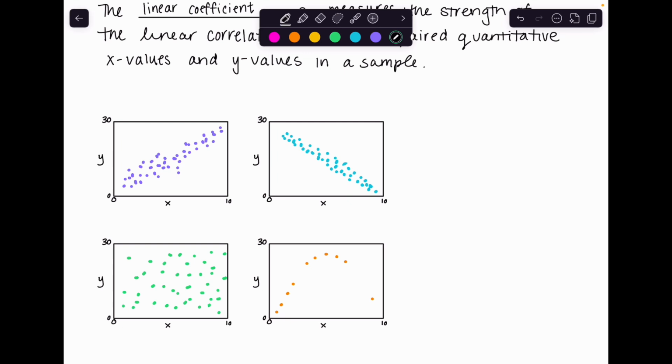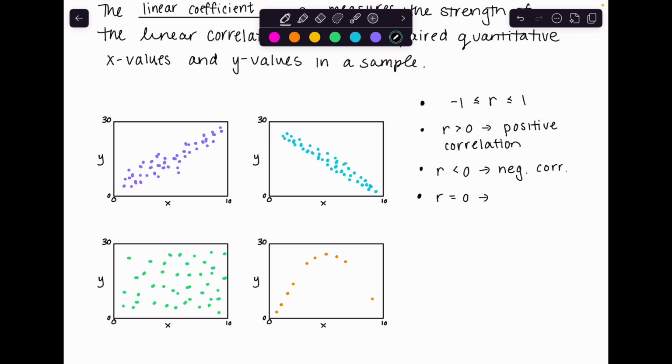So to start out, the very first thing is this value of R is going to be a number between -1 and +1, and it can equal those values. If you have a positive value for R, this means you have a positive correlation. If you have a negative value for R, there is a negative correlation. And then if your R is equal to 0, that's pretty much indicating there is no correlation between the two.